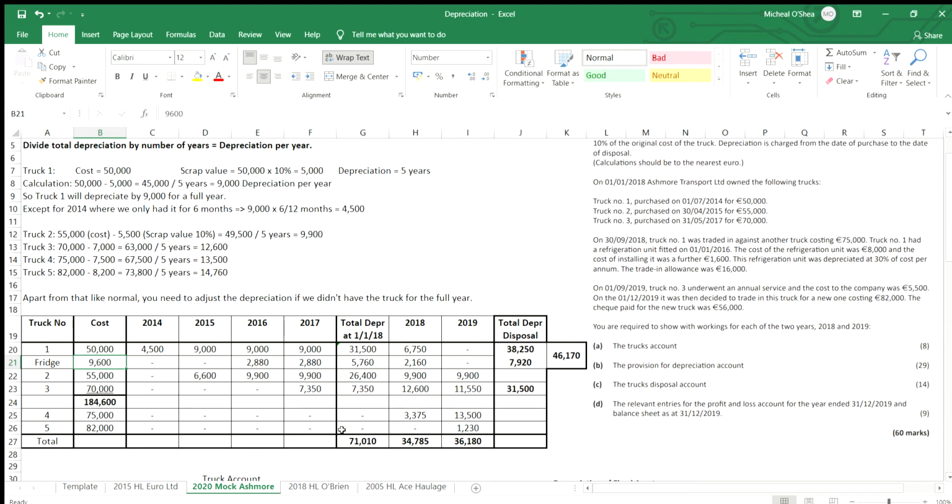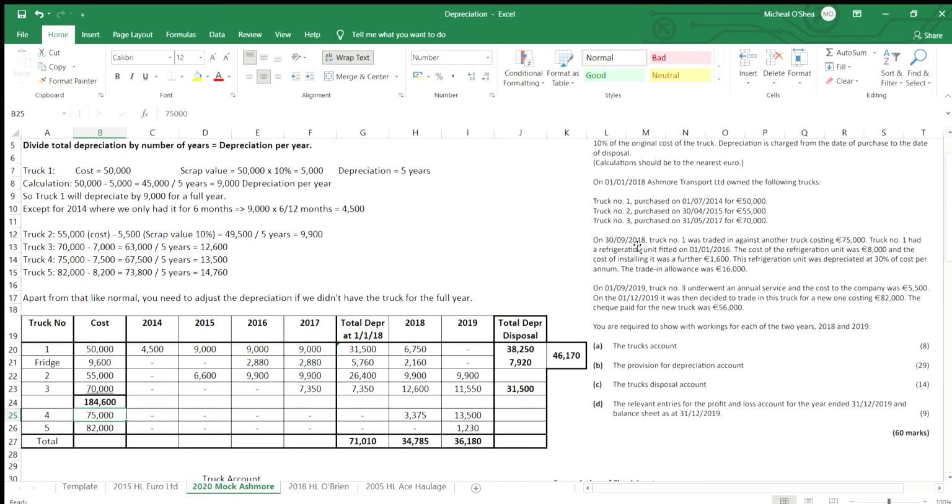Apart from that, all we have to do is look at what happened that year. So for that year, after 9 months of the year was passed, truck number 1 was traded in and new truck was purchased, 75,000. So that's our new truck, 75,000. So truck number 1, the fridge is also gone. We had information about that there, and the trade-in allowance we'll look at after. So 9 months had passed and we sold truck number 1.